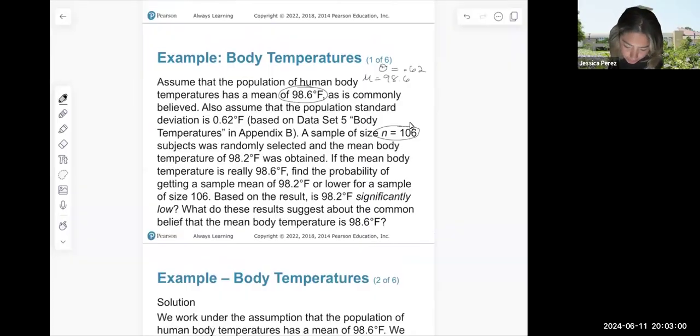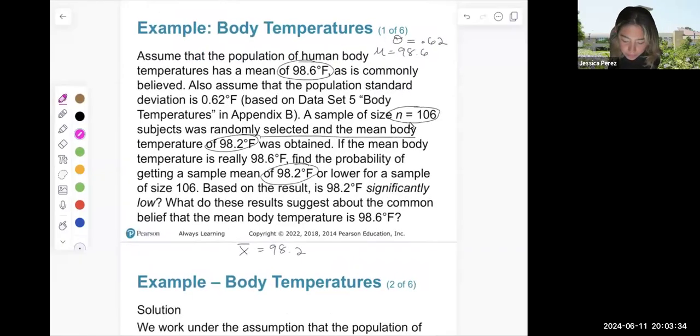So we're given a sample mean of 98.2 that was obtained. If the mean body temperature was really 98.6, find the probability of getting a sample mean of 98.2 or lower for a sample size n of 106. Based on the result, 98.2 is significantly low. What does this result say about the common belief that the body temperature is 98.6 Fahrenheit?